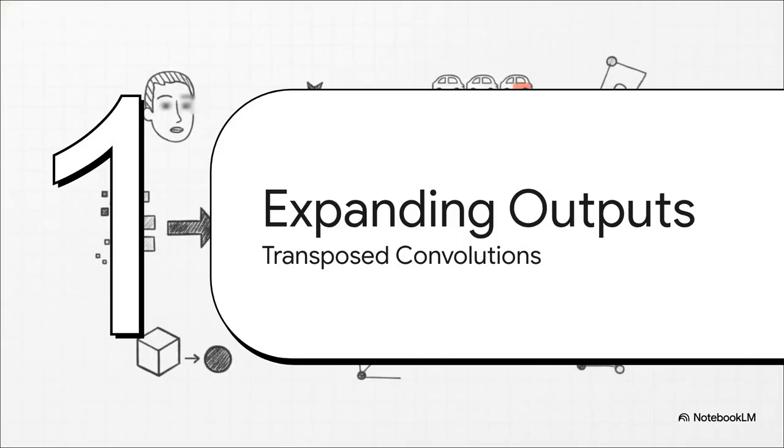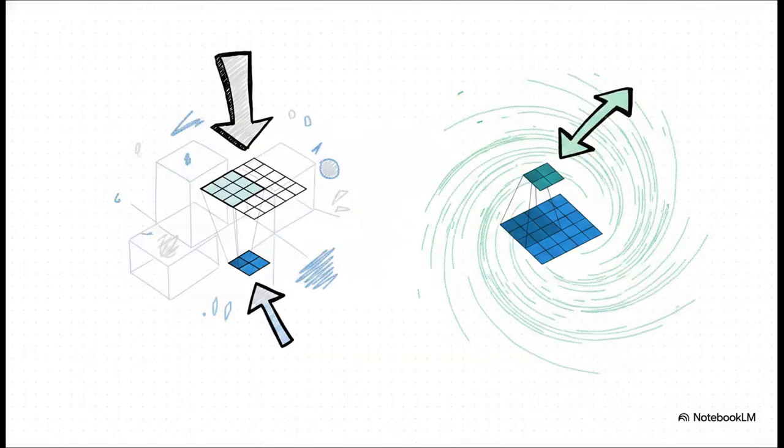Okay, but how? How does the decoder flawlessly upscale that tiny bottleneck data back into a full-resolution image? That brings us to Section 4, expanding outputs with transposed convolutions. So, a regular convolution takes a larger area of pixels, shrinks it down to a single value, and slides across the image.